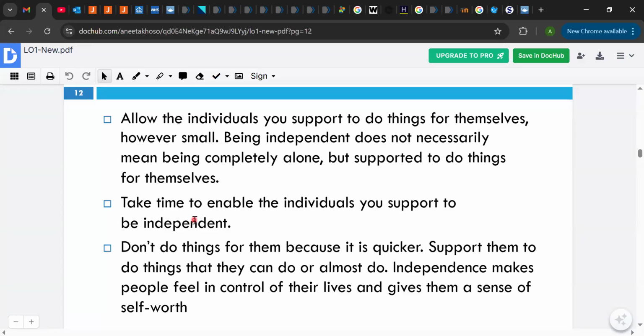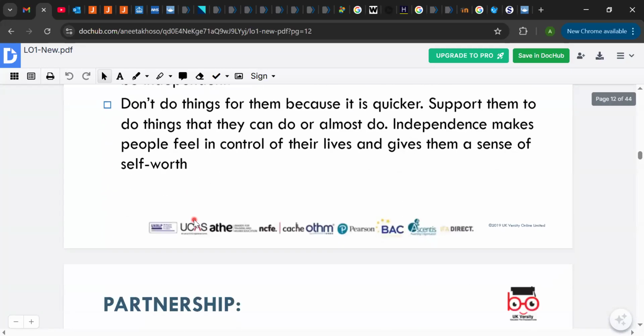Okay, that's not at all acceptable. So independence makes people feel in control of their lives and gives them a sense of self-worth.